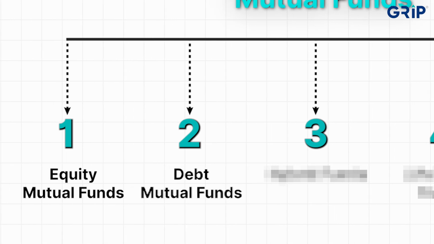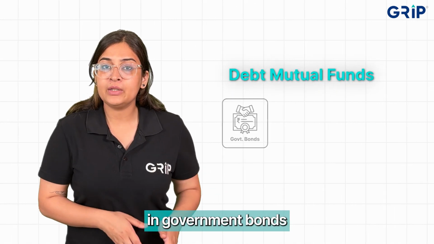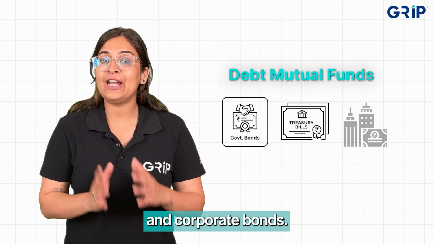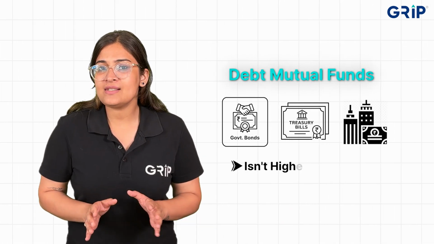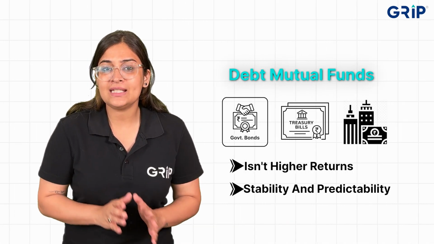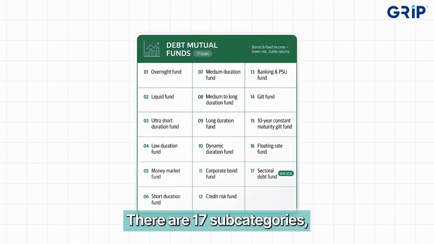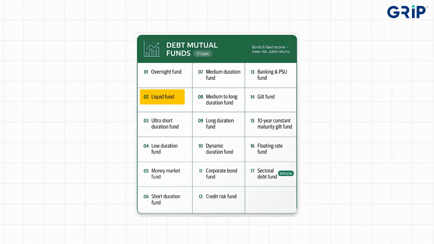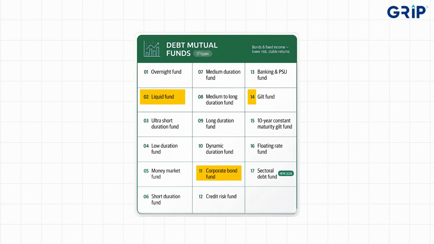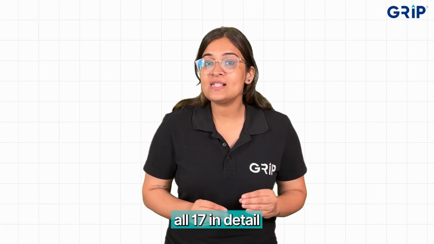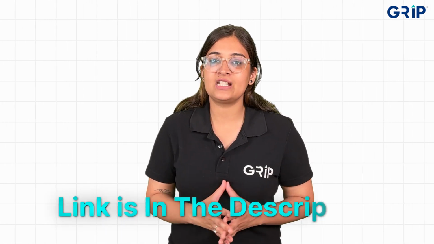Category 2. Debt mutual funds. These invest in government bonds, treasury bills, and corporate bonds. The goal here isn't higher returns, it's stability and predictability. There are 17 subcategories including liquid funds, corporate bond funds, and gilt funds. We have covered all 17 in detail, links in the description.